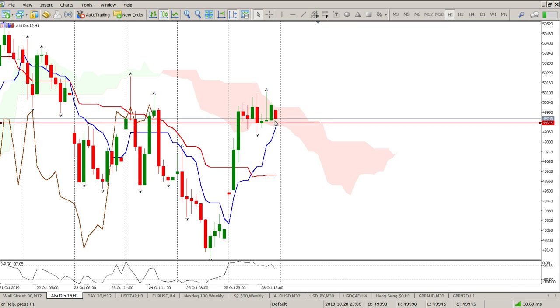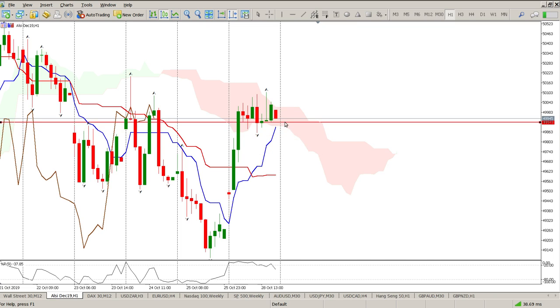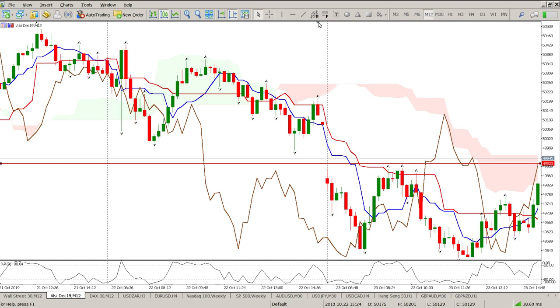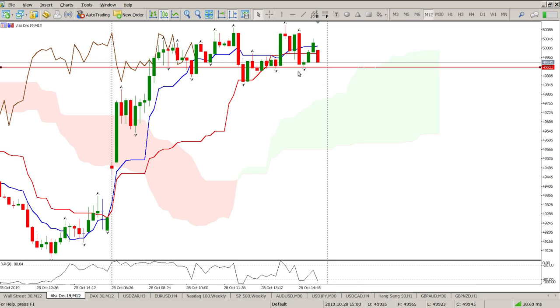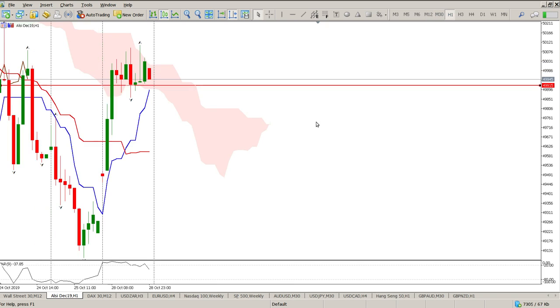Some people would actually go as far as to say below that fractal there. But we do have some smaller fractals in there, and let's get the 12 minute one. Make sure I've got the right one. Yep, bang on. Okay, so just move it ever so slightly down. So what we're looking for is 49,915 at the break to the downside.